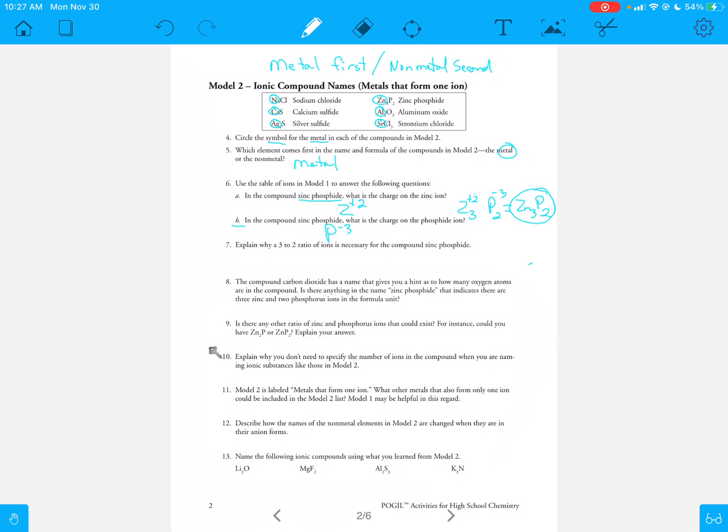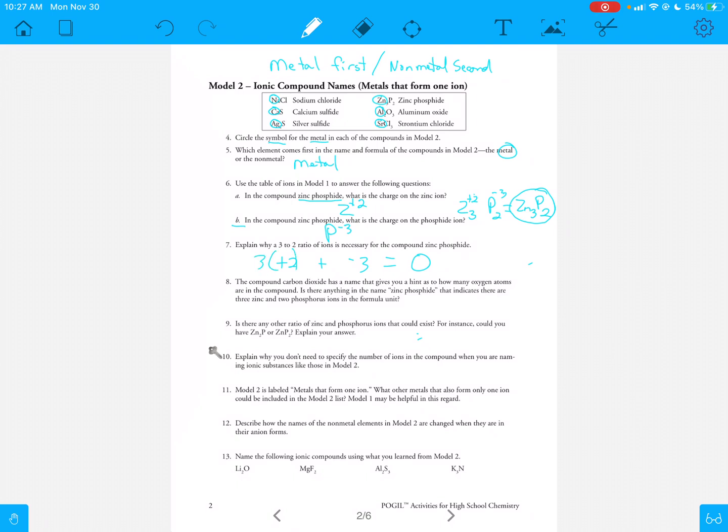So explain why a 3 to 2 ratio of ions is necessary. Well, we learned that the zinc is a +2 charge, so +2 plus -3 has to equal 0. Well, clearly that's not happening right now, is it? Well, we need to make it happen. And in order to do that, we're going to have to use the least common denominator. What's the least common denominator between 2 and 3? Well, that's going to be 6. That means I have to change this to a +6. To do that, I'm going to have to multiply this by 3.